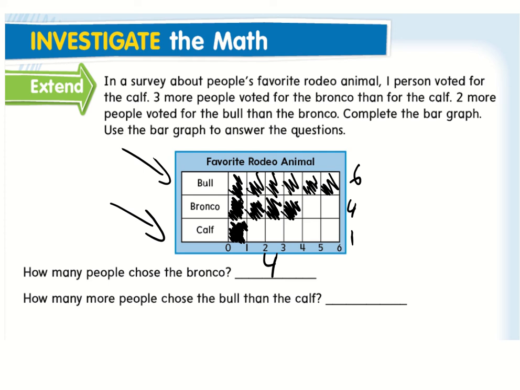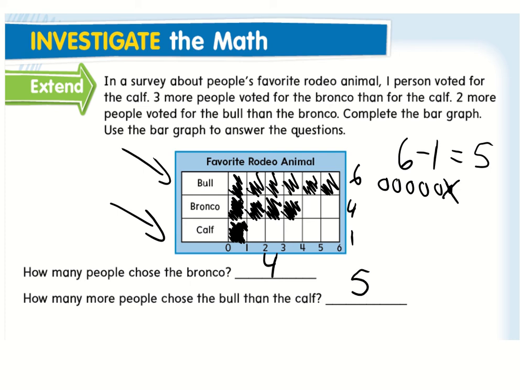One way we can do this again is using subtraction. We're going to try to find the difference. So I can do 6 minus 1 equals blank. So let's do that out. So I've got 6, 2, 3, 4, 5, 6. Taking away 1, and that's going to be 1, 2, 3, 4, and 5. So that means 5 more people chose the bull than the calf.